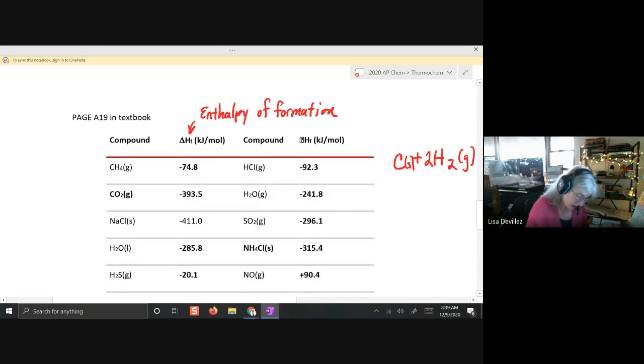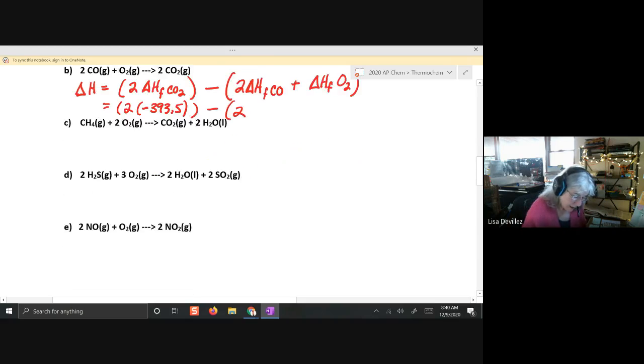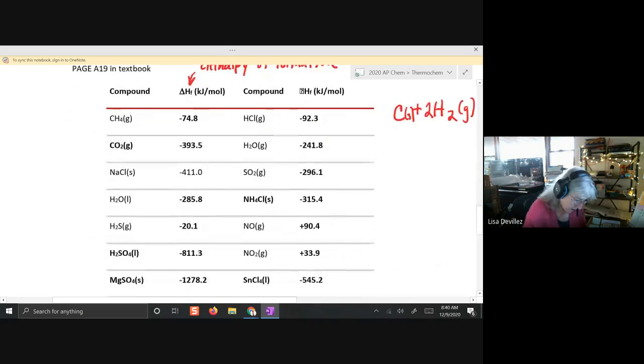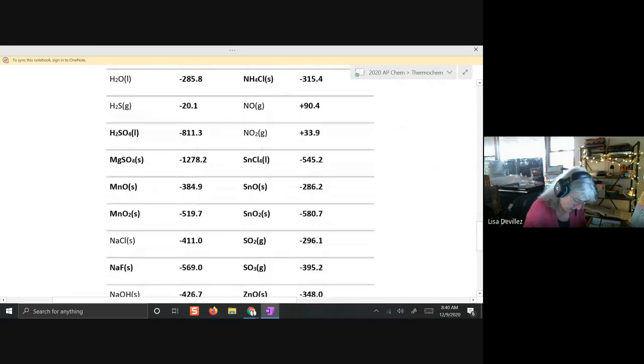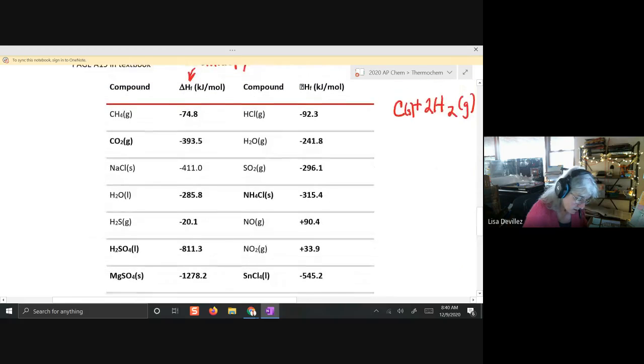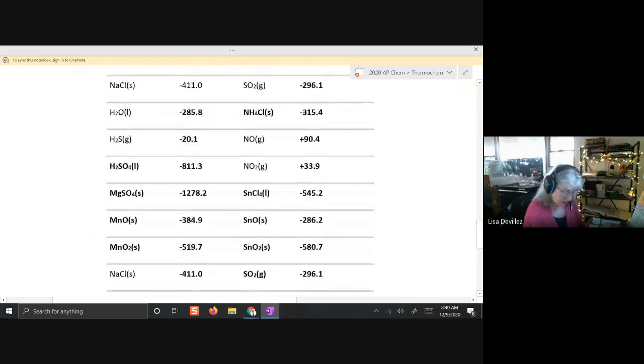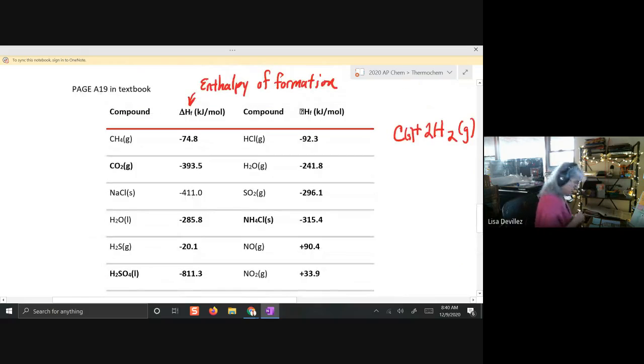CO2 is negative 393.5. So I'm going to have 2 times negative 393.5 minus 2 times, and I have carbon monoxide. Well, I thought I had all of them in there. All right, hang on just a minute. Let me grab a textbook. Let's see.